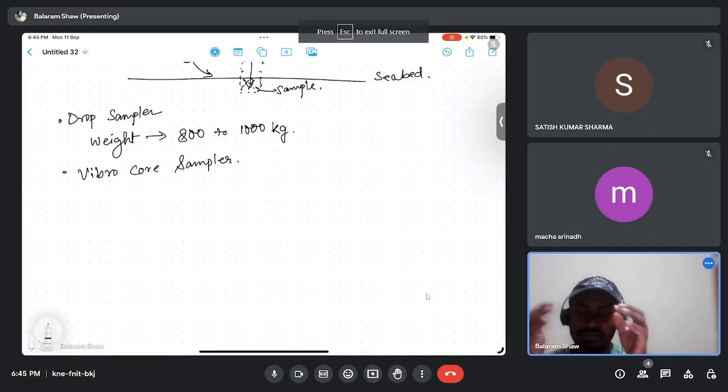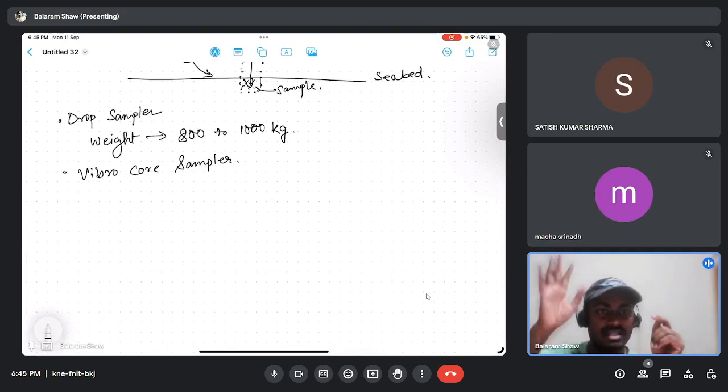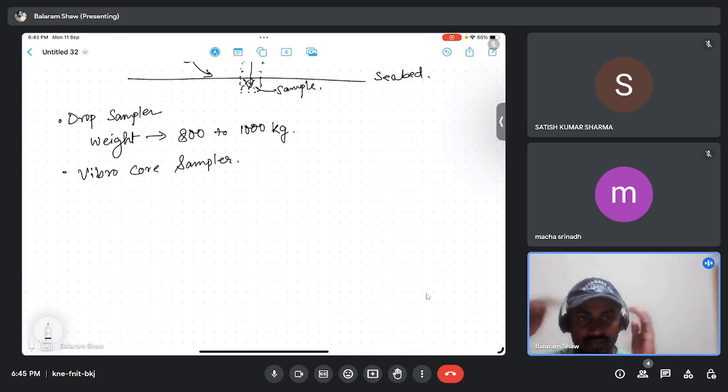In this, rather than the impact load due to the self weight, it is penetrated into the seabed by an electrically driven vibrator. In the drop core, it was because of its self weight only that it was getting dropped and collecting the soil sample. But in this, we'll give one electrically driven vibrator, and thus it can be driven into harder soils also.